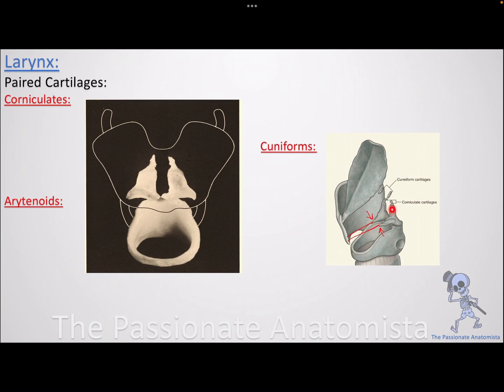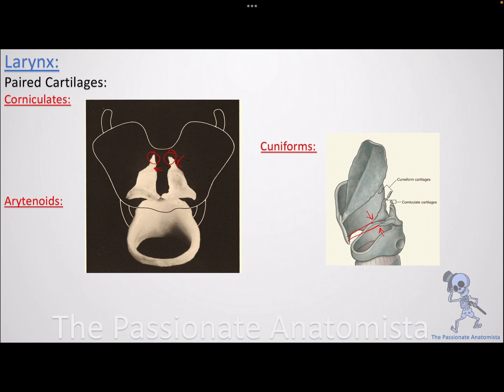And then you have a facet for articulation with the corniculate, and that is basically on the top. So here, these are the articular facets, and these are the corniculate cartilages, and then the last ones are the cuneiform cartilages, and they don't have a huge significant function to talk about, right?